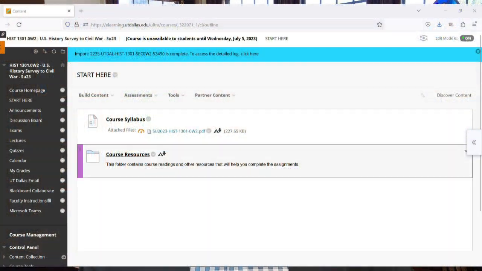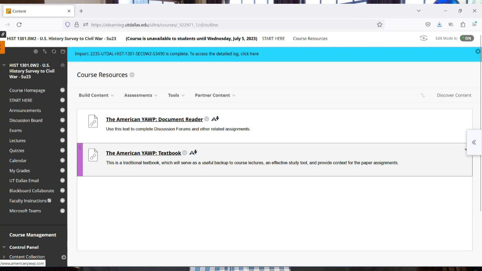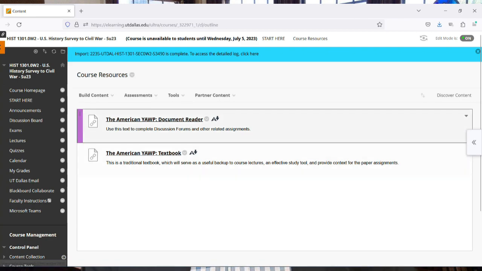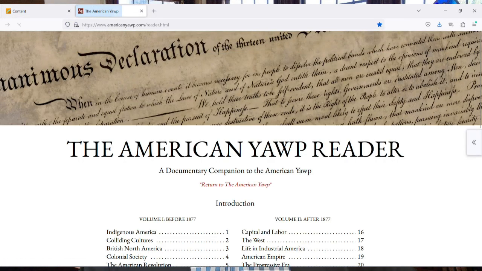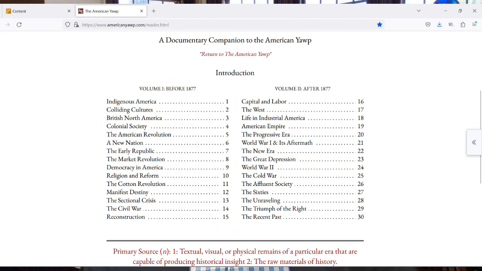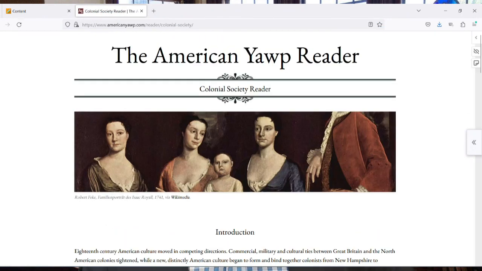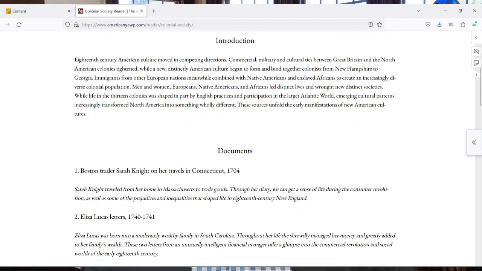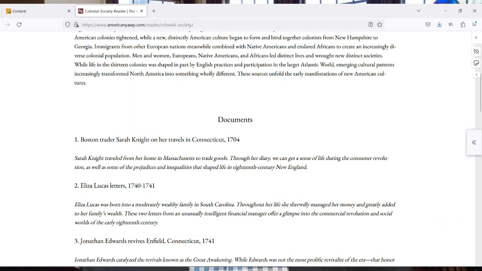Underneath the course syllabus, you're going to see course resources, and that's going to take you to a link called the American Yawp. And what the Yawp is, it's a collection of primary documents, first-hand eyewitness accounts of events or processes or what have you. And these primary documents are what historians use to write history. For you, it's going to be what you use to complete your weekly assignments.